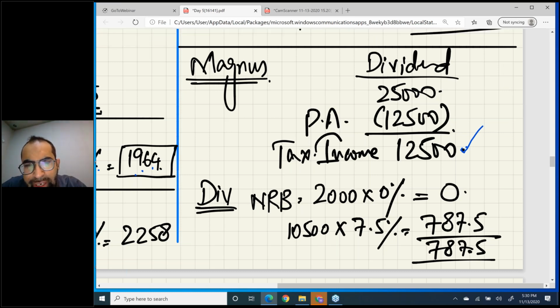Okay, now let's compute the tax. Whenever you compute tax on dividend, always remember the 2000 nil rate band is available for each and every individual. So 2000 times 0% is 0, and 10,500, the excess amount, obviously falls in the basic rate band, because the basic rate band is 37,500. So husband Magnus has to pay 787.5.